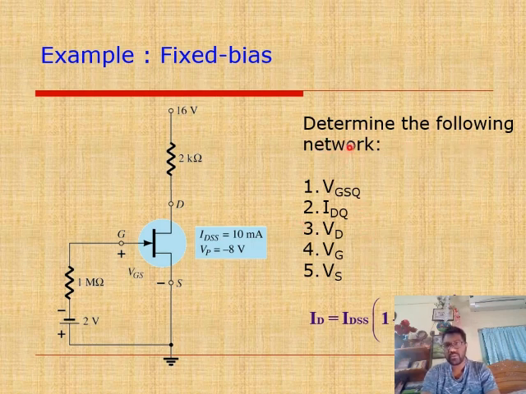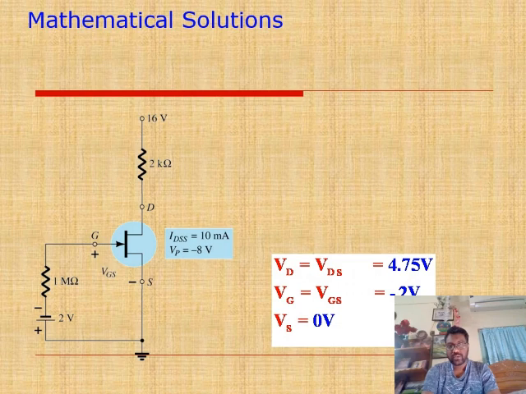Now the question is to determine the following for the network: VGSQ, IDQ, VD, VG, VS. Now VD equal to VDS equal to 4.75 volt, VG equal to VGS equal to minus 2 volt. Now where is minus 2 volt coming from? As no current is flowing, there will be no drop across this resistance. So whatever voltage we are providing in the gate, between gate and source terminal, we will get the same voltage across gate and source terminal.